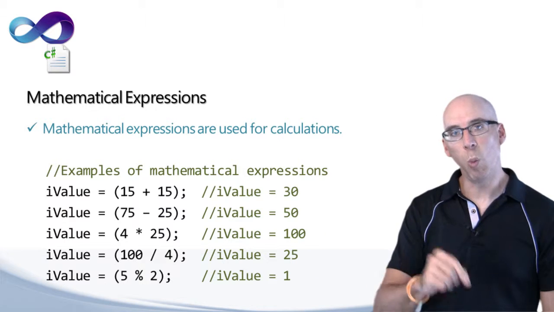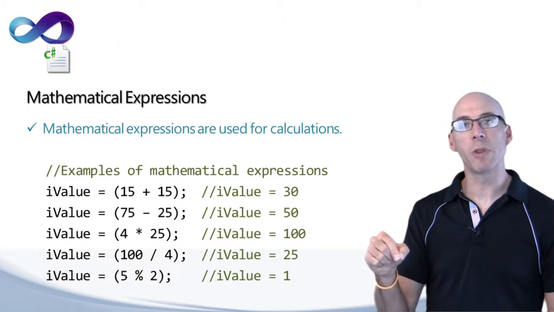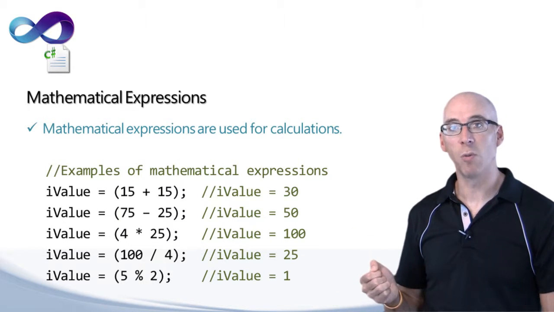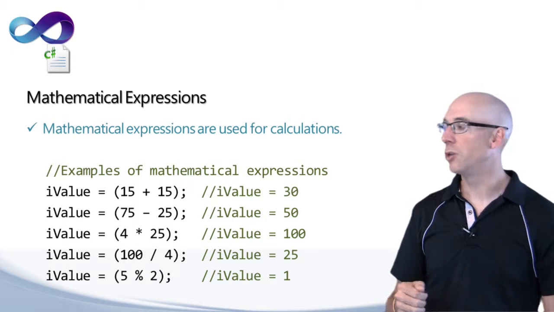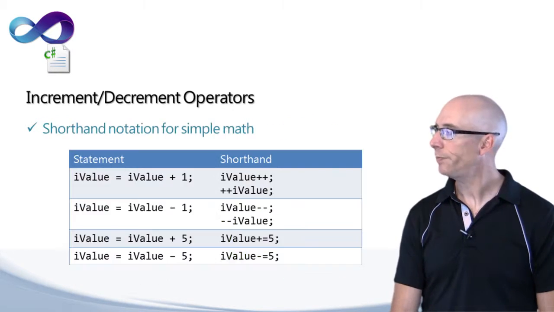And that returns 1 because that's what our remainder is if we were to divide 5 by 2. It's 2 with a remainder of 1. It's a very cool feature. I can't stress it enough. I use mod quite a bit.